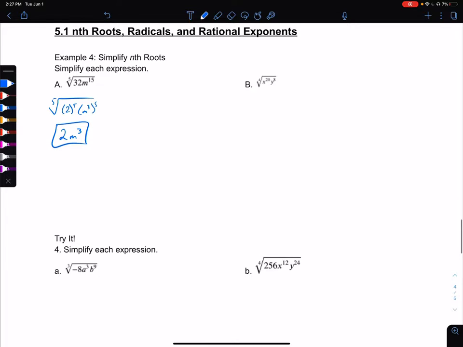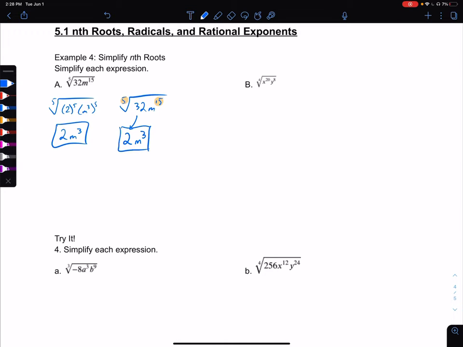What I would suggest you do is if you have this problem, you have 32 and m to the 15th, 32 you'll start to learn is the fifth root of 32 is 2. So we can automatically kind of know that that 32 is going to come outside as a 2. And then what you're going to do is you're going to divide these numbers. All right, you're going to divide inside by the outside. So 15 divided by 5 is 3. And that's where we're going to get our answer from.